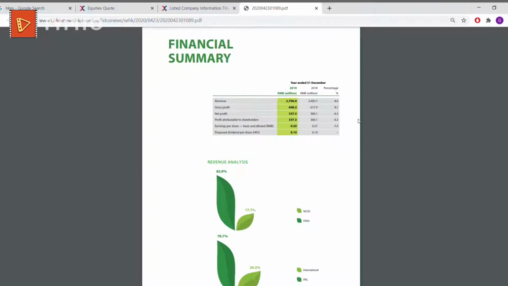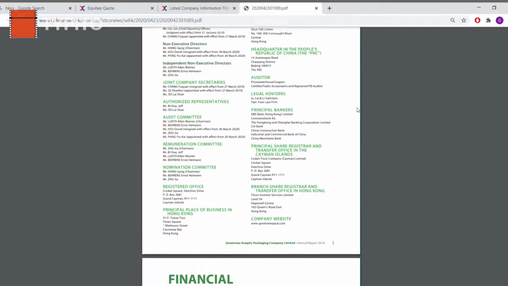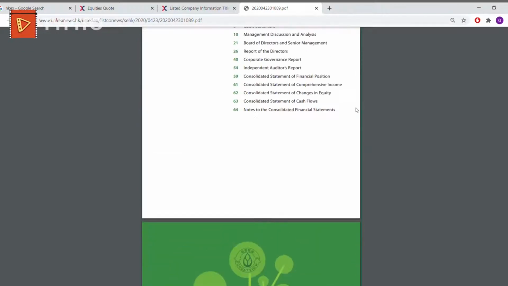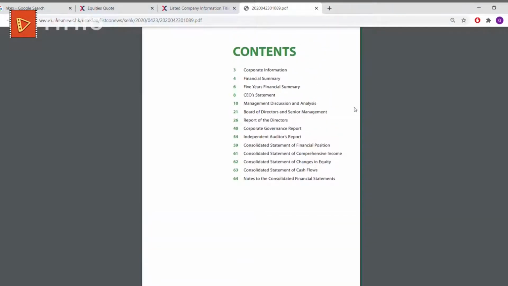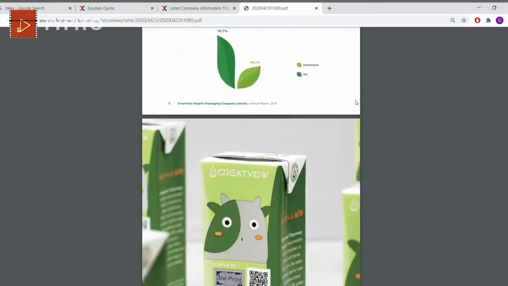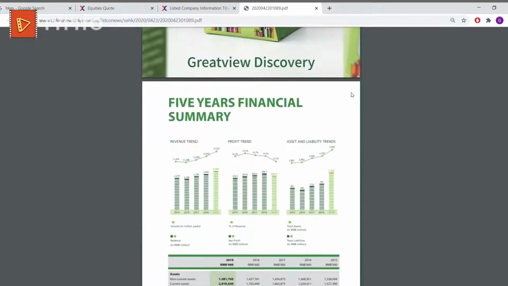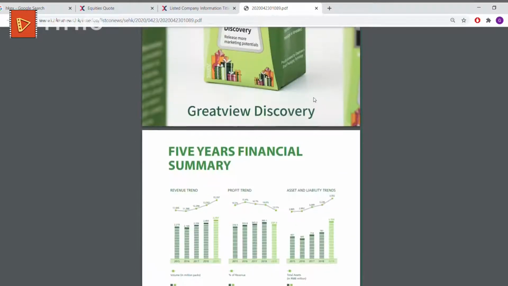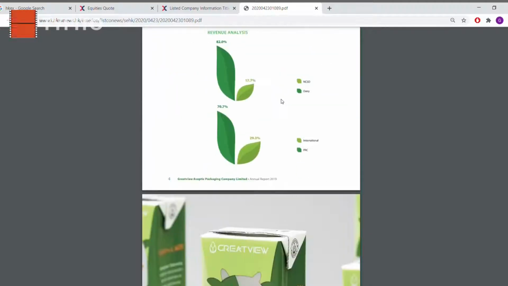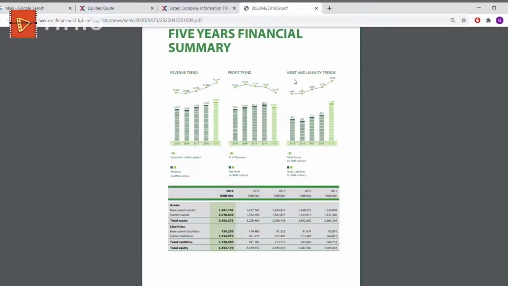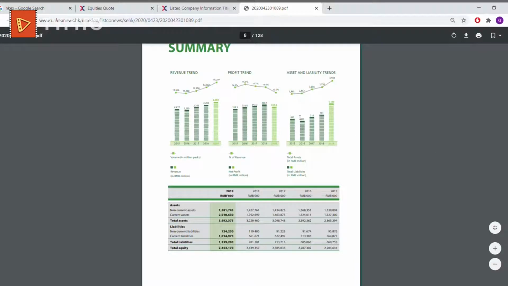If you want to go further than 1 year, because the comparative period here is only 1 year ago, if you want to look at 5 years back, there is another financial summary called the 5 years financial summary. Usually it's found on the last page, but depending on the company, some companies actually put it before the financial summary over here. So for Greatview's case, it's actually on page 6, which is not at the end of the report, but rather it's at the front of the report.